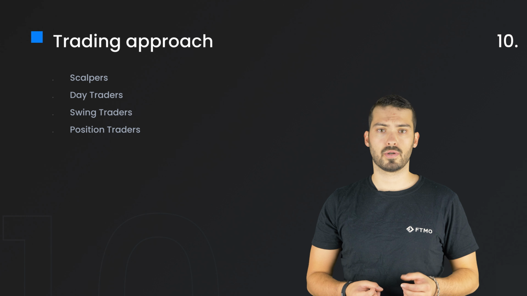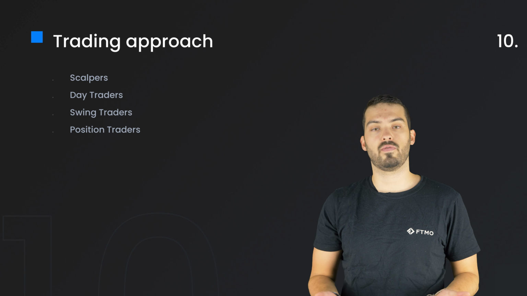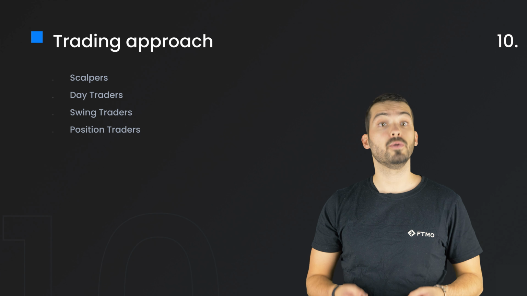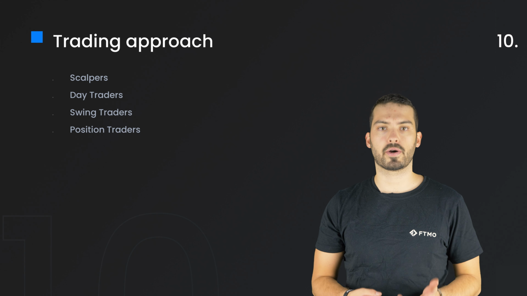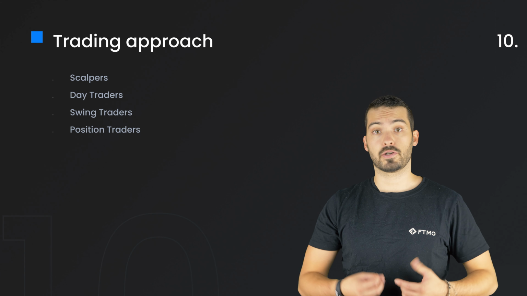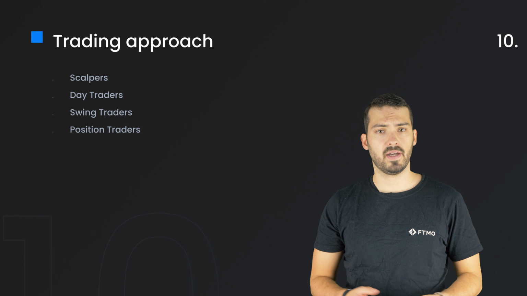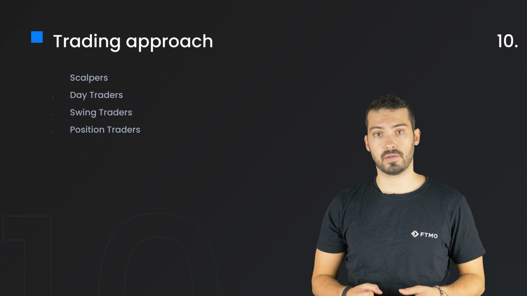The trading approach is the same as the trading strategy. It differs for every trader. Scalpers. This is probably the hardest one you can pick. Why? Scalpers are in and out of the markets very quickly. Their trades last for minutes to sometimes just a few seconds. Because of that, you are required to focus 100% during the whole trading session.